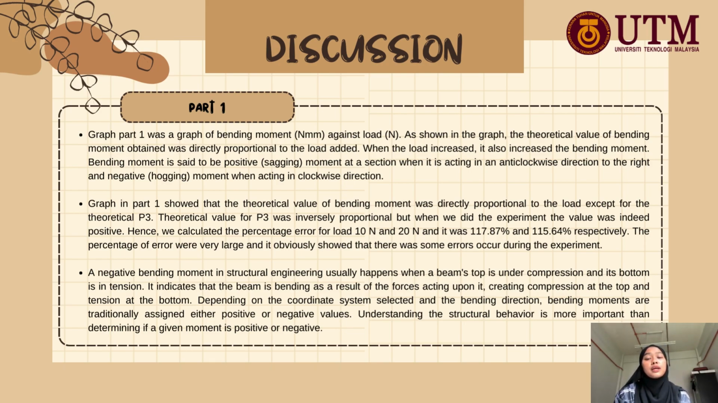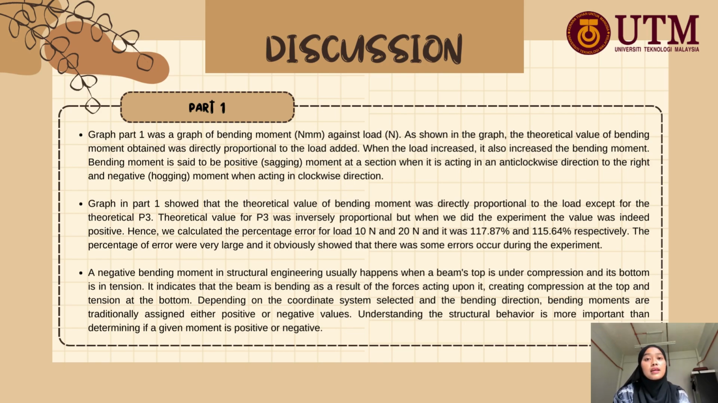The graph in part 1 showed that the theoretical value of bending moment was directly proportional to the load, except for the theoretical P3. The theoretical value for P3 was inversely proportional, but when we did the experiment, the value was positive. Hence, we calculated the percentage error for loads of 10 Newton and 20 Newton, and it was 117.87% and 115.64% respectively. The percentage errors were very large, and it obviously showed that there were some errors during the experiment.